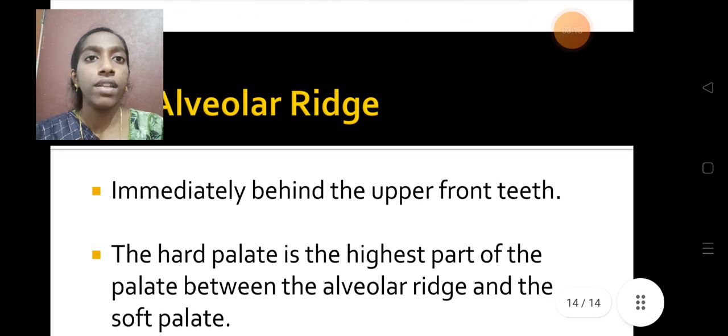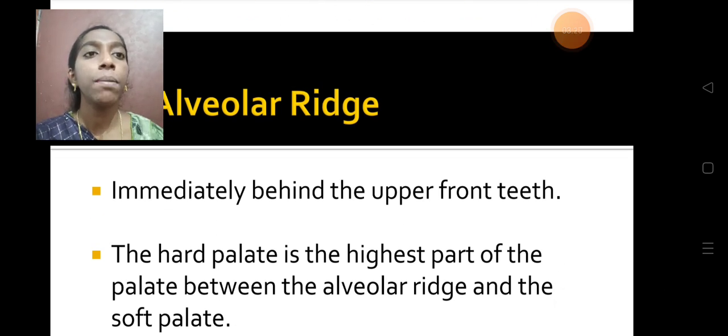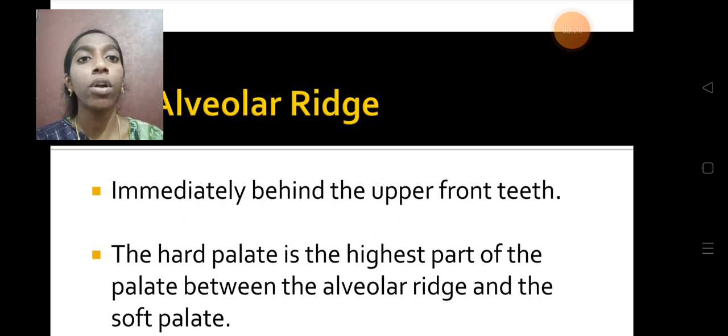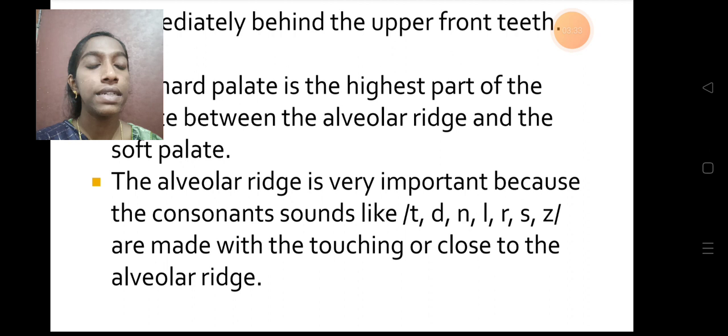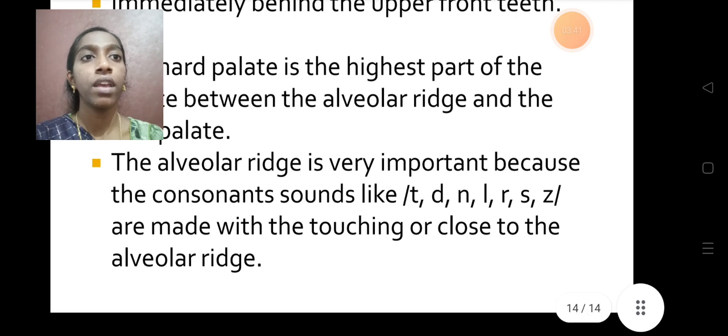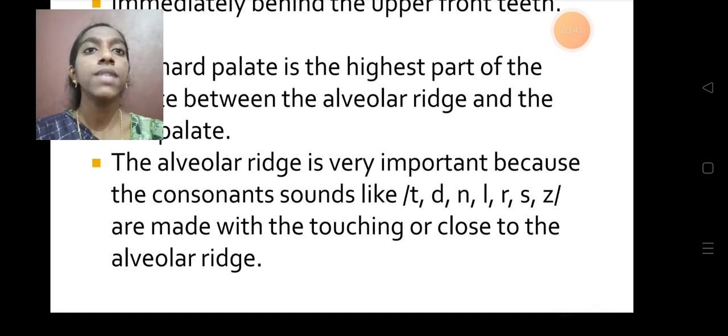Then alveolar ridge. Alveolar ridge is immediately behind the upper front teeth. The hard palate is the highest part of the palate between the alveolar ridge and the soft palate. The alveolar ridge is very important because the consonant sounds like ta, da, na, l, r, s, z are made with the tongue touching or close to the alveolar ridge. And these are all about the speech mechanism.